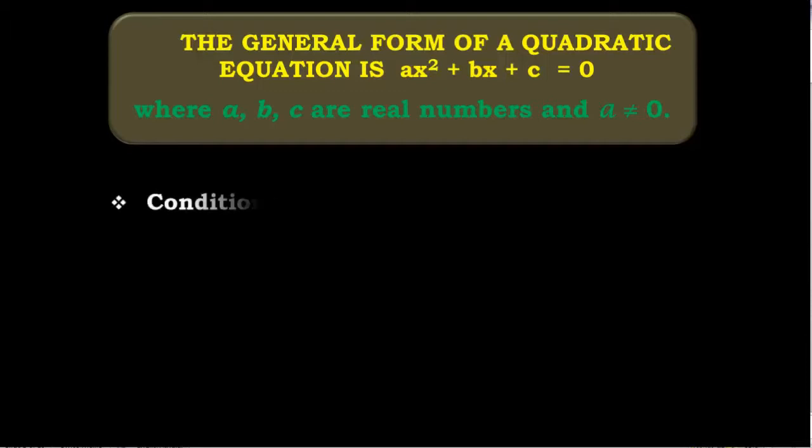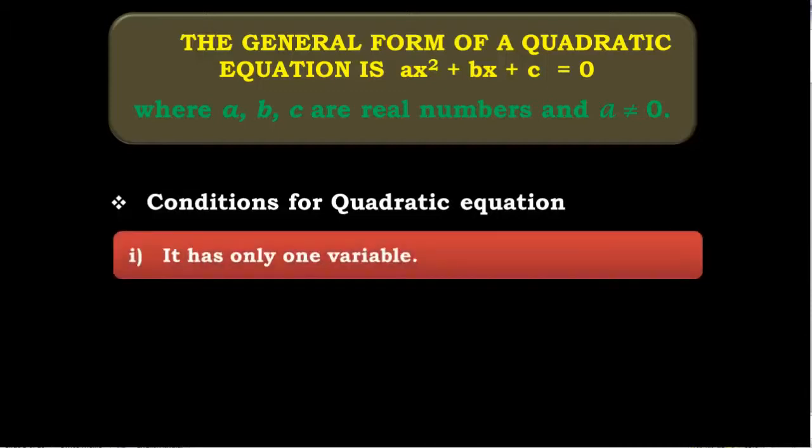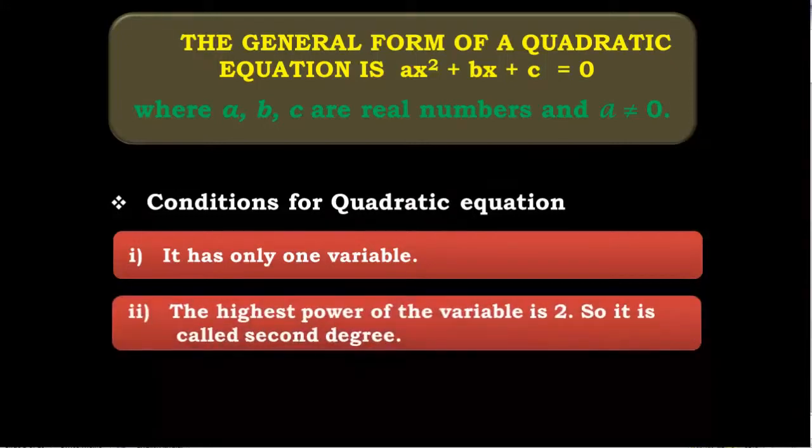Now you have to remember some conditions for quadratic equation. That means to identify quadratic equations, you have to remember the following points. First one, it has only one variable. First you have to check the equation must contain only one variable. And secondly, the highest power of variable is 2. So this equation is also called a second degree equation.